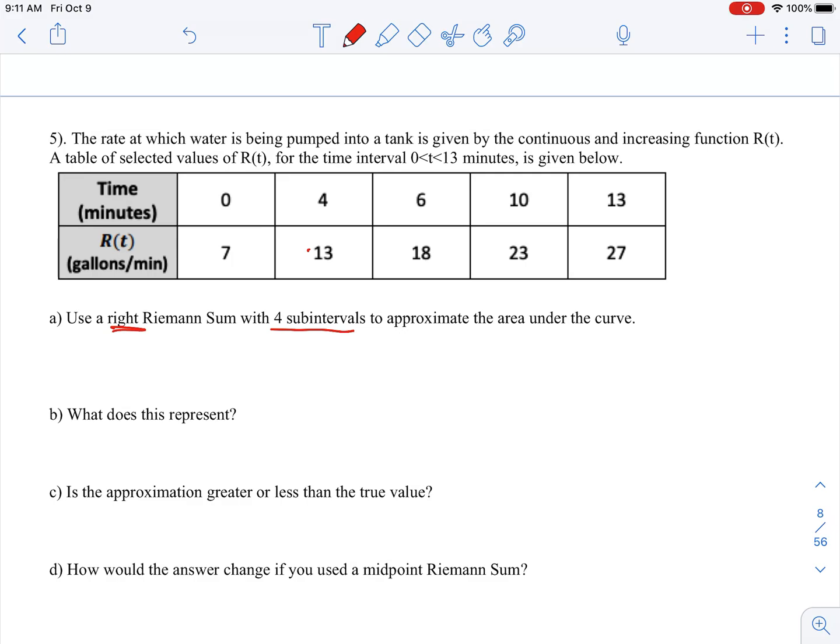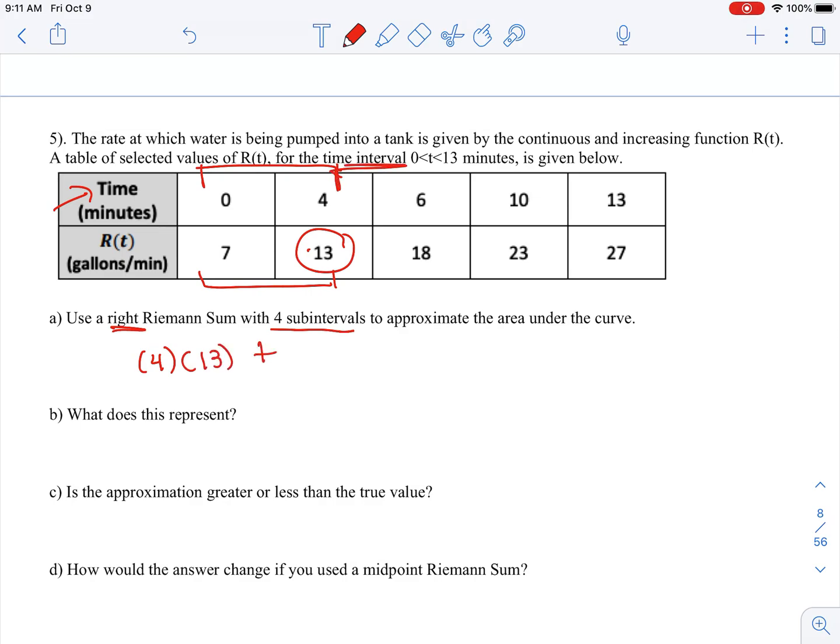So when I give you a table, you have to use the numbers in the table. You can't come up with any numbers that are not given. So this is my first rectangle. It goes from 0 to 4. So this is like your x value, your time. So the width of the first rectangle is going to be 4. And then this is going to be the height or the y value of the rectangle. So which number's on the right side? It's the 13. So there's your first rectangle.